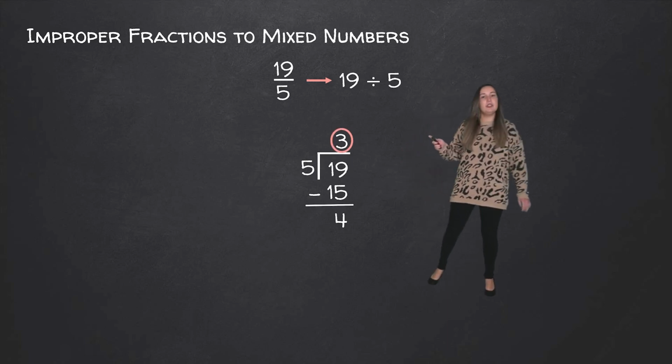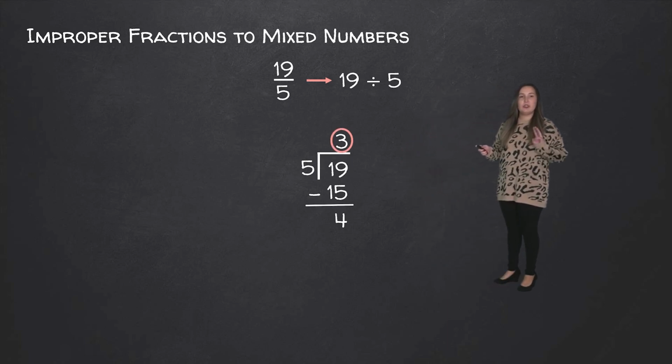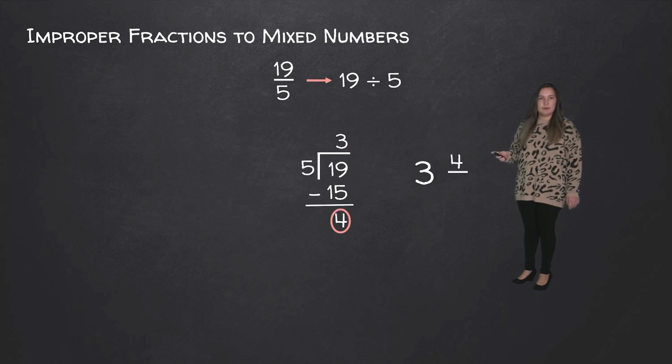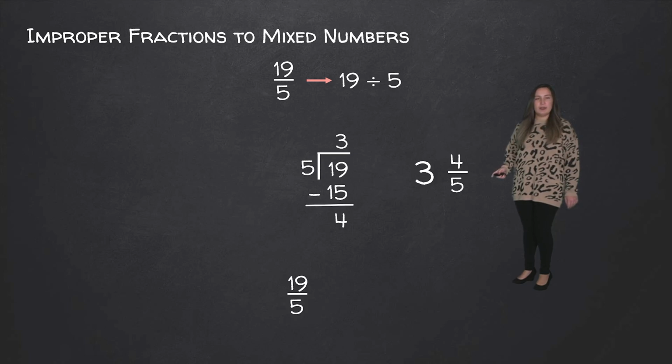So here, 5 goes into 19 3 whole times, which makes 3 our whole number. Then we have a remainder of 4, making that our numerator. And we're dividing by 5, so that's our denominator. And so we know that 19 over 5 is equivalent to 3 4/5. And that's it.